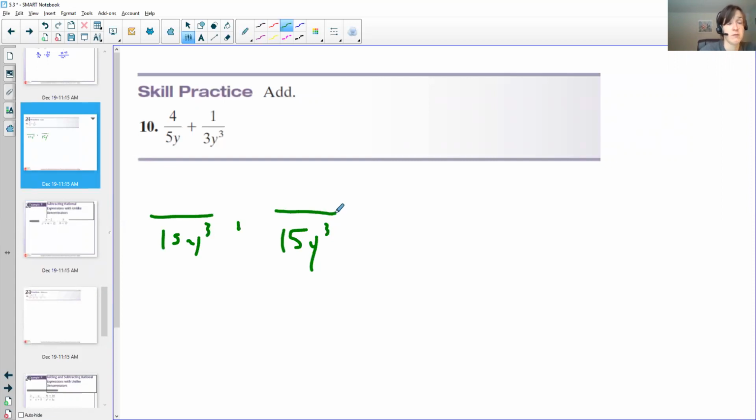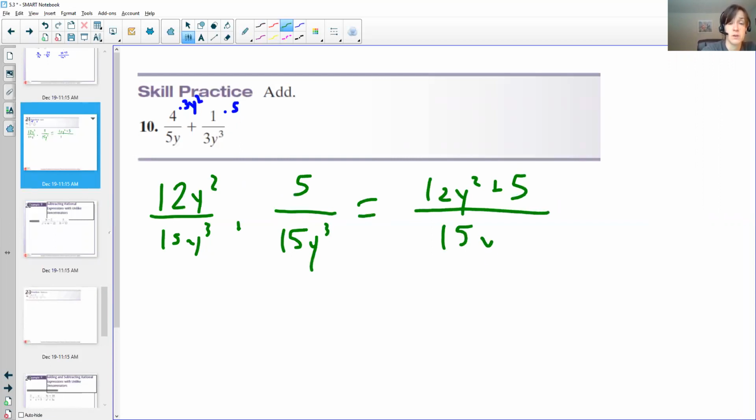Now I have to make equivalent fractions. So the first fraction, I have to turn a 5 into a 15. That's times 3. And y into y cubed, that's y squared. So 4 times 3y squared gets me 12y squared. For the second one, I need to turn 3 into 15. That's times 5. And I already have y cubed, so that's fine. This just becomes 5. So now add the numerators: 12y squared plus 5 over 15y cubed.